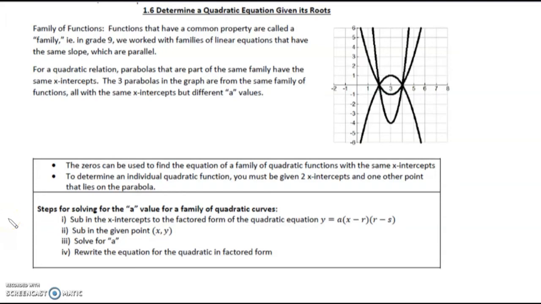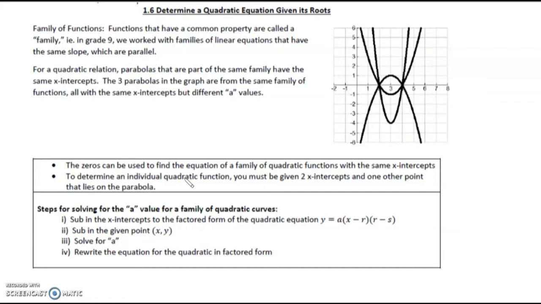Okay, 1.6, determine a quadratic equation given its roots. So we're going to review a family of functions. Functions that have a common property are called a family, and usually this property is the x-intercepts. In grade 9, we worked with families of linear equations that have the same slope, which are parallel. That's just an example.